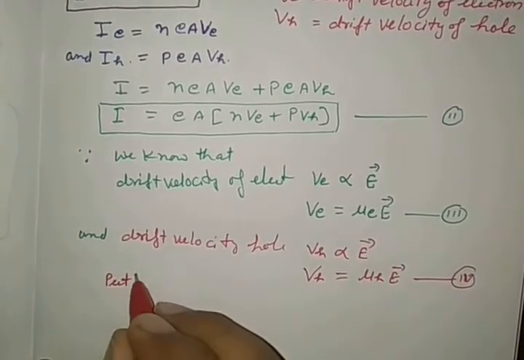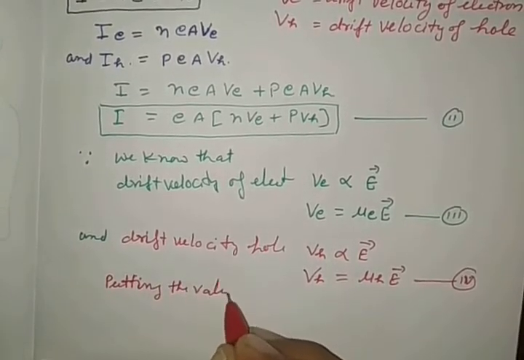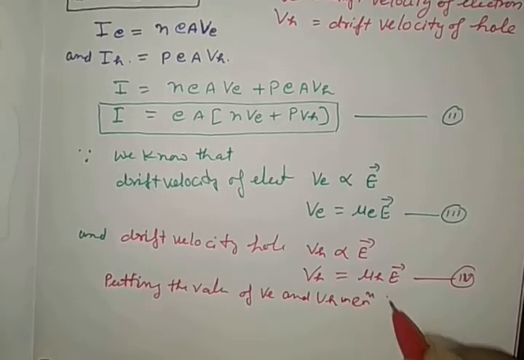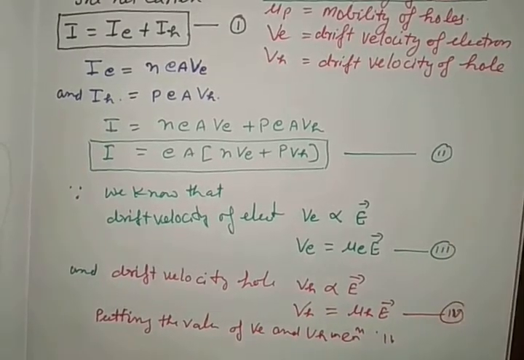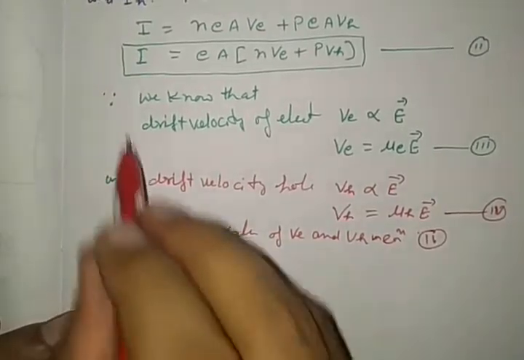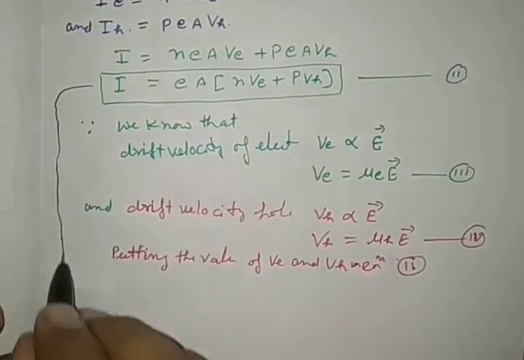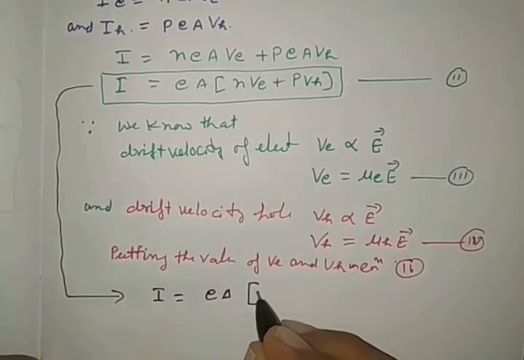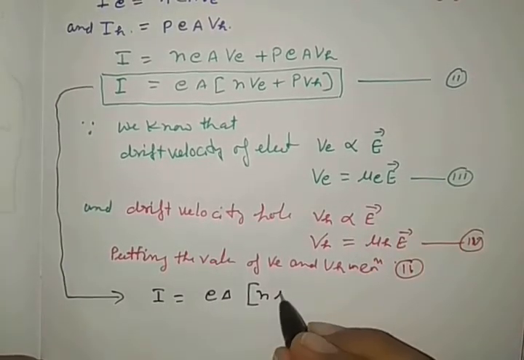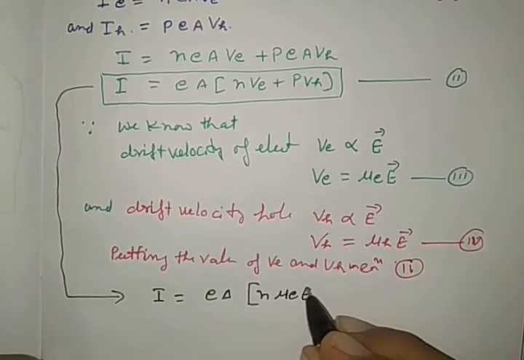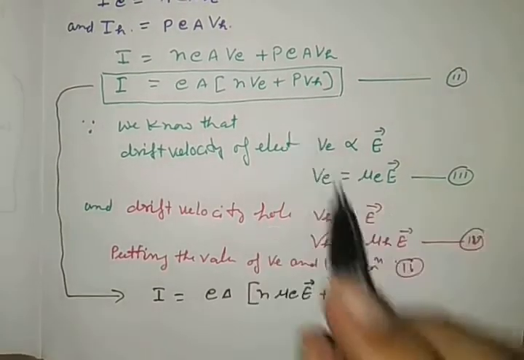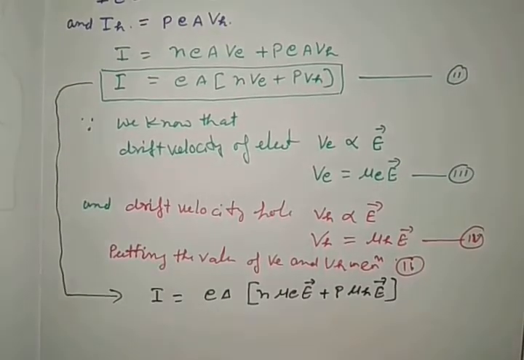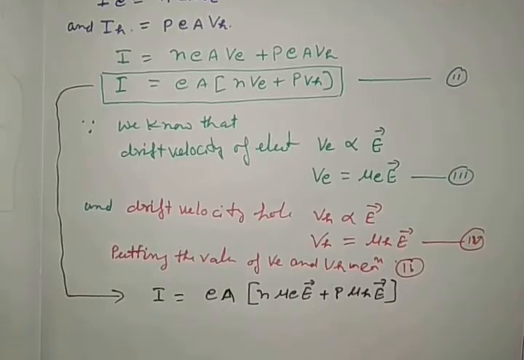Now putting the values of V E and V H in equation 2, we bring the equation here: I equals e A n V E, where V E is mu E times E, plus p V H, where V H is mu H times E. It is e A, right?